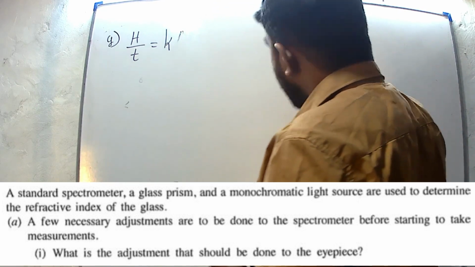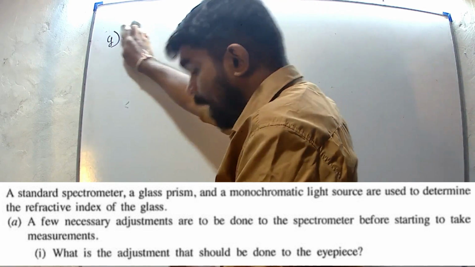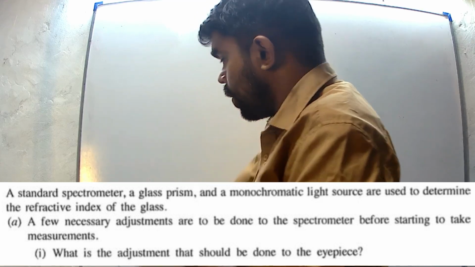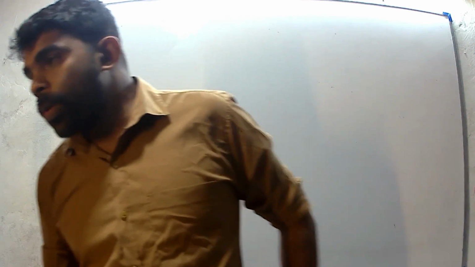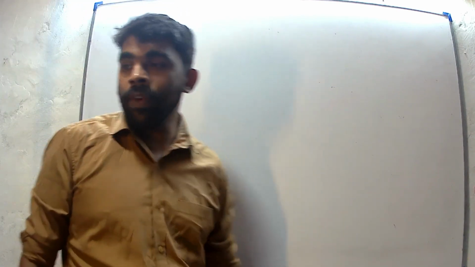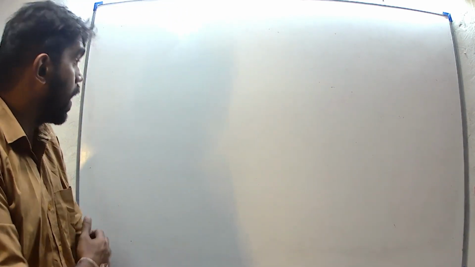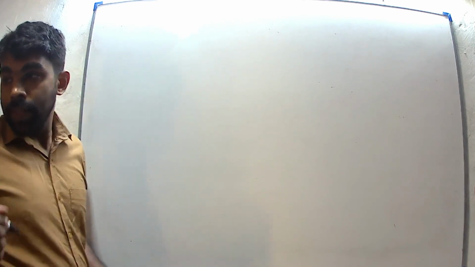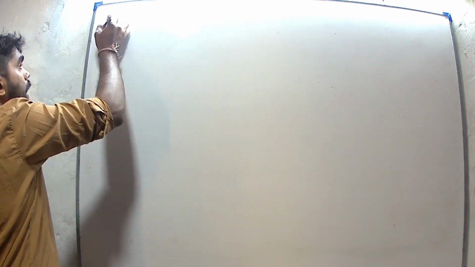Part 1. What is the adjustment that should be done to the eyepiece lens? We have to adjust the eyepiece lens to see a clear view of the crosswire. Then we can write part A.